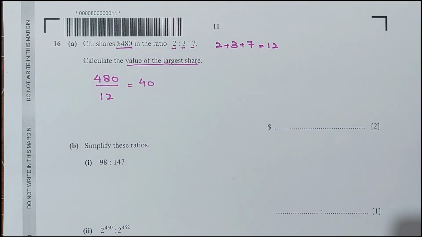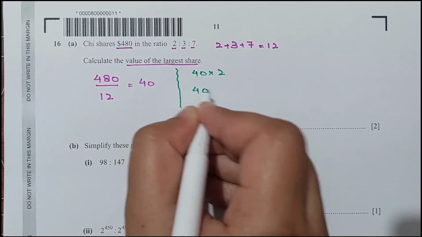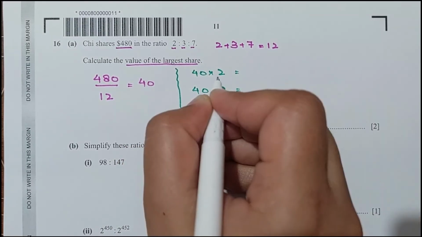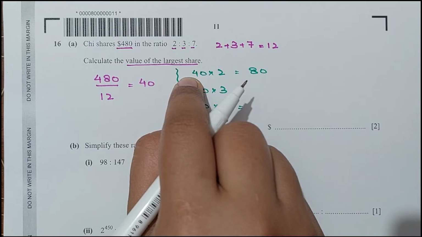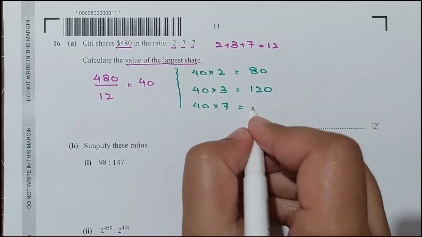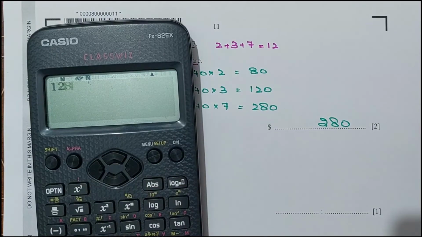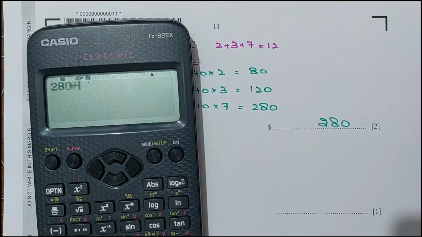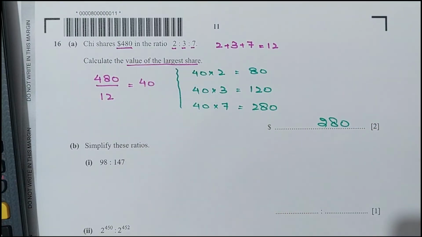Now we have to figure out how much is shared. So 40 times 2 when the ratio is 2, 40 times 3 when the ratio is 3, and 40 times 7 when the ratio is 7. 4 times 2 is 8, and 0. 2 times 3 is 12. 7 times 4 is 28, and 0. So the largest amount is 280. When you add all of them, 280, 120 and 80, this is 480, the total. So the largest here is $280.